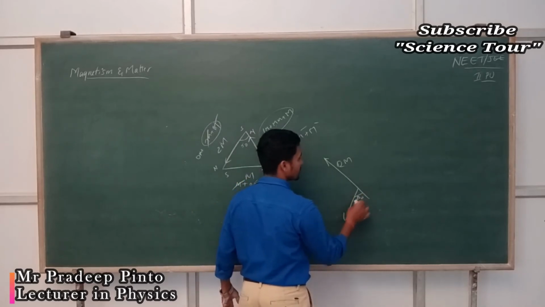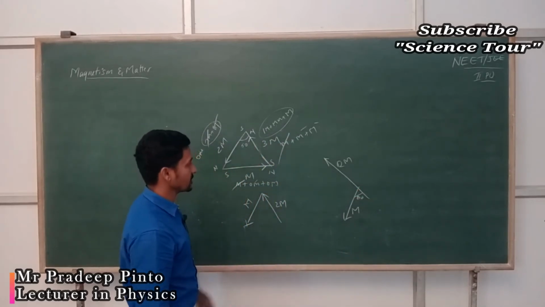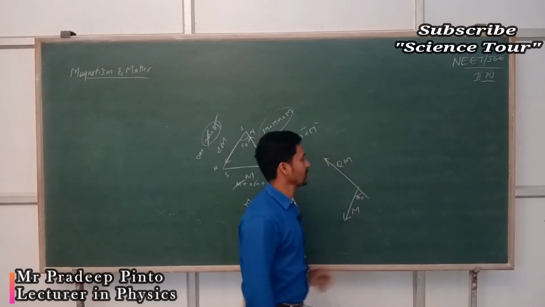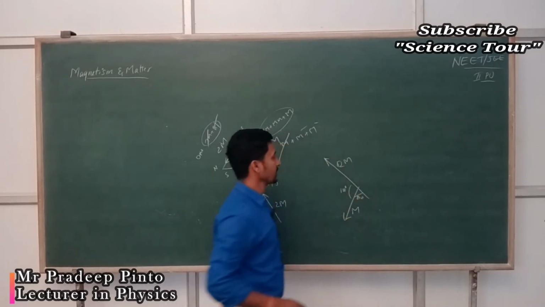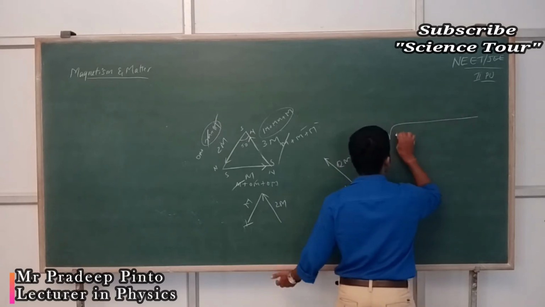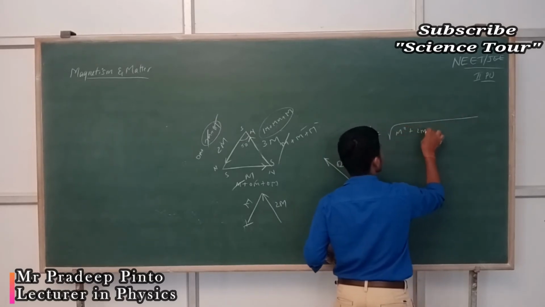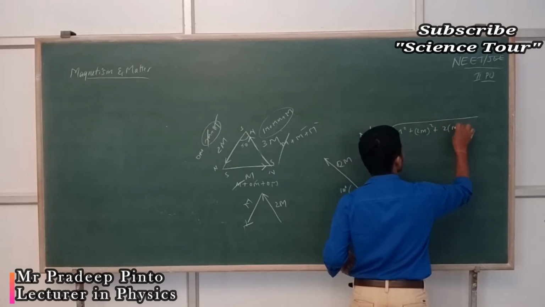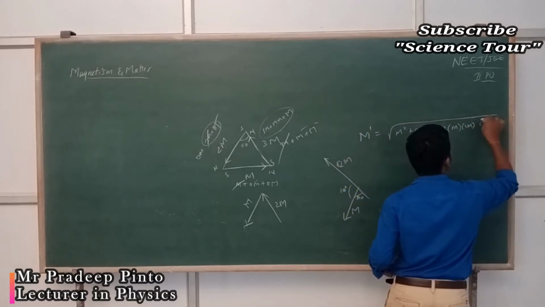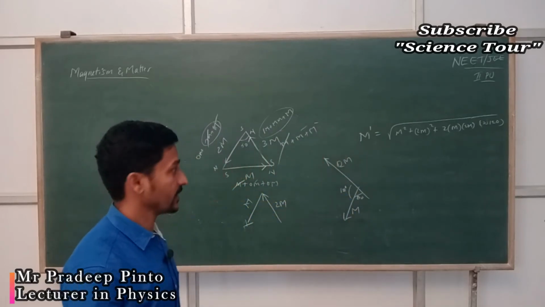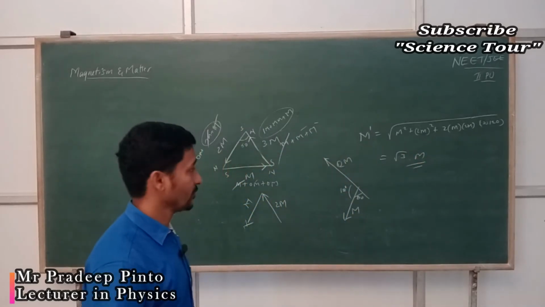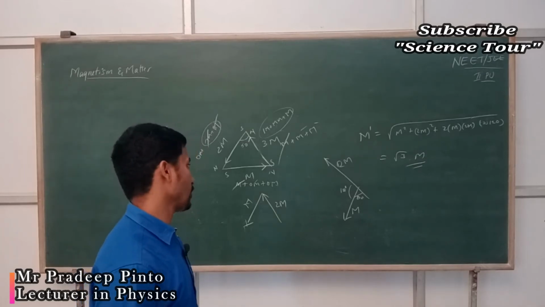If it is 60 degree, then how much is this angle? In total it is 180, so 120 degree. So now the magnetic moment becomes equal to the square root of m square plus 2m whole square plus 2 into m into 2m into cos 120 degree, and you are going to get root 3 m. That value of cos 120, you must know for all the problems.